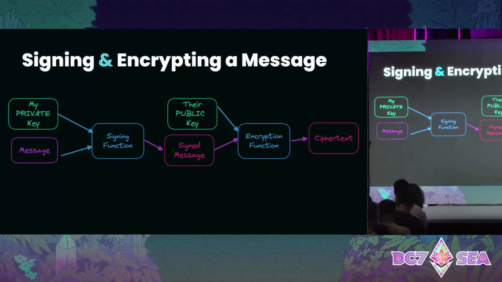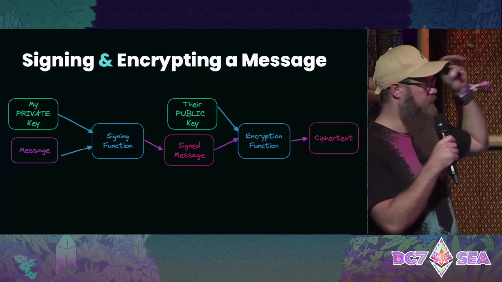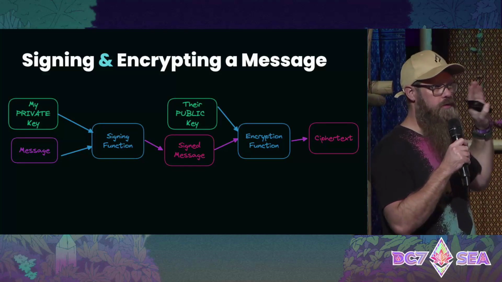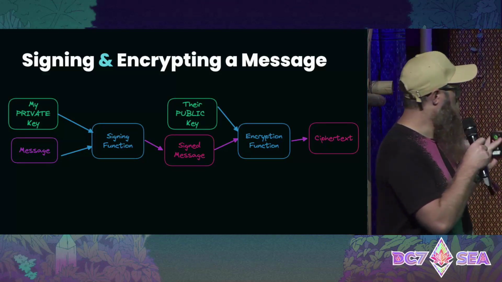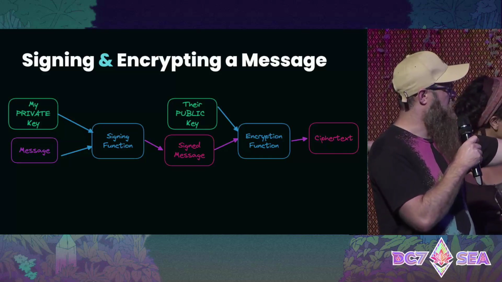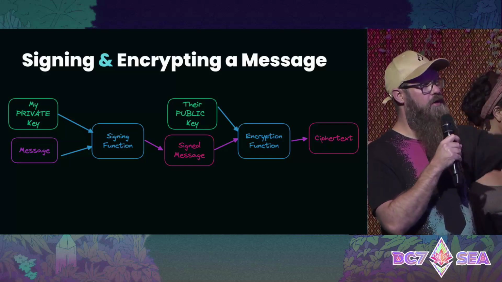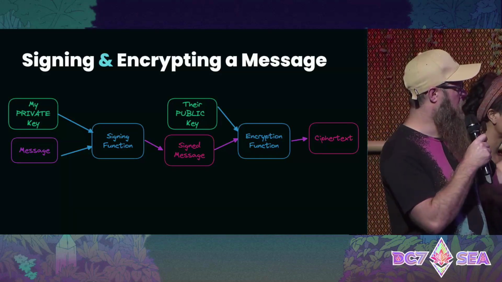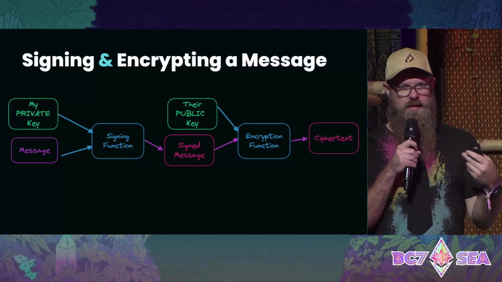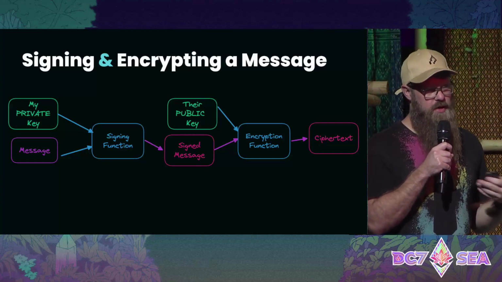Yep. So a common paradigm in, for example, email, is using signing and encryption, right? So you want to be able to prove that you're the one that created the message, and you only want the recipient to be able to read it. So in order to do this, you would use your private key to sign the message, and you would take that signed message, take the other party's public key, and encrypt the message, and then send it to them. So they can take that, decrypt it, and then also verify that you are the sender.